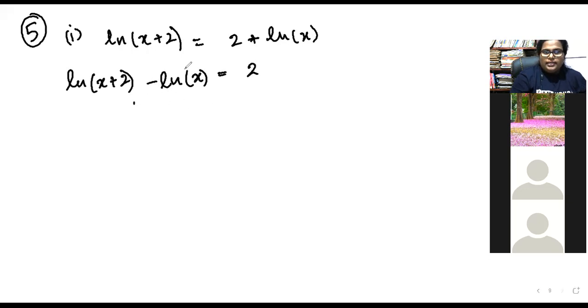And you know that there is some law in logarithmic functions, right? If there is a term like ln a minus ln b, we can write this one as ln a divided by b.